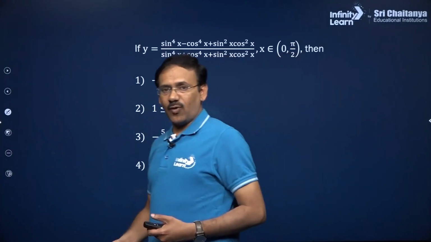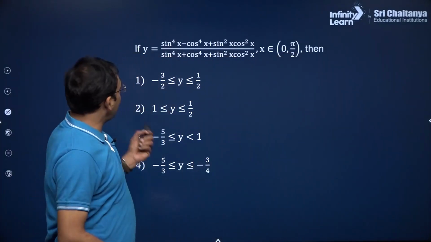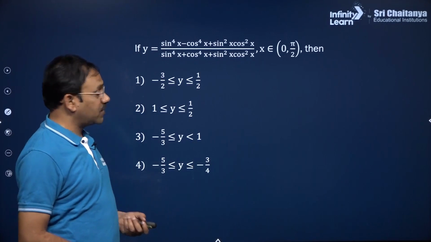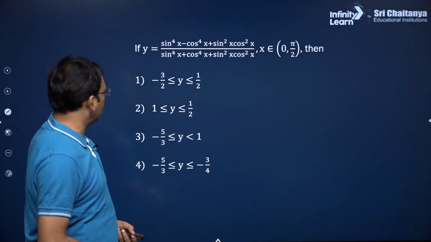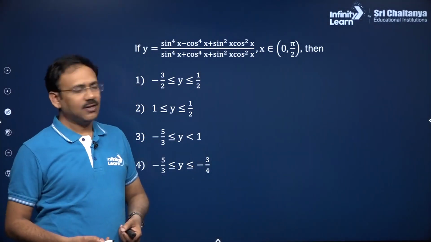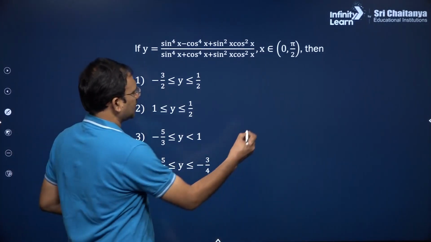See question number 1. You see this question, y is some trigonometric expression given where x is in the open interval 0 to pi by 2, then find the range of y. So better let us simplify this expression, my dear friends.